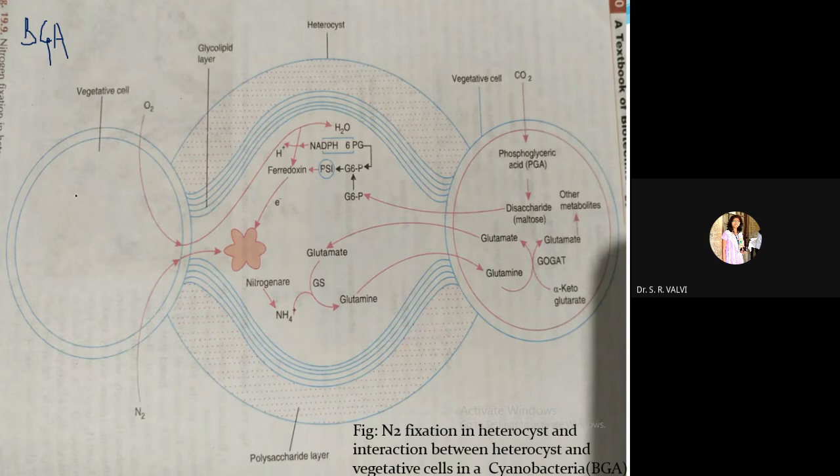Before that, see here, this is the rounded part. Let me take the laser pointer first. This rounded part is a vegetative cell, as the name is also written over here. This is also a rounded vegetative cell, and in between these vegetative cells, this is the bigger cell. This bigger cell is nothing but our heterocyst cell. A heterocyst is always a bigger cell as compared to our vegetative cells. It has a thick wall, and it is pale in color as compared to a vegetative cell.